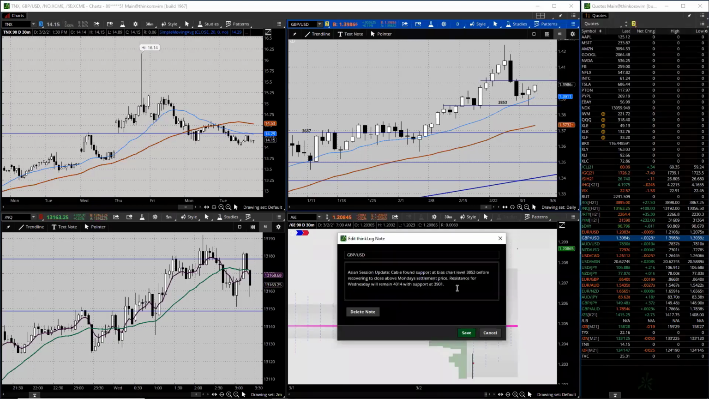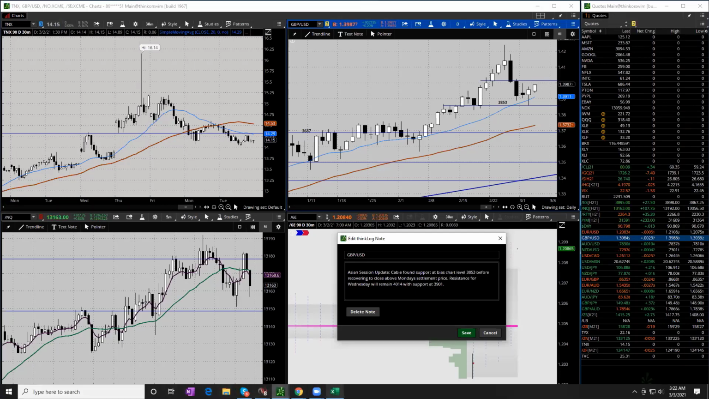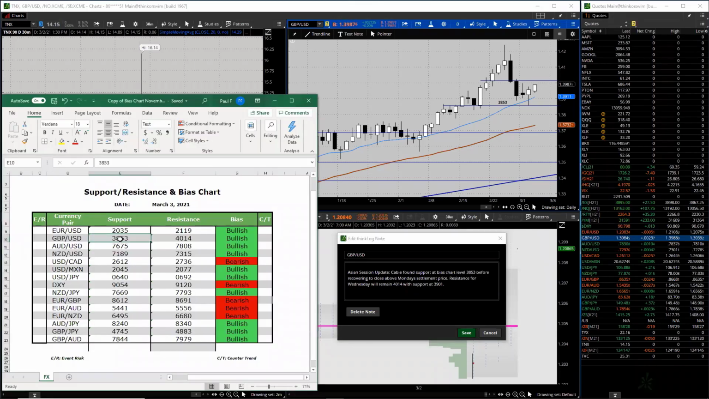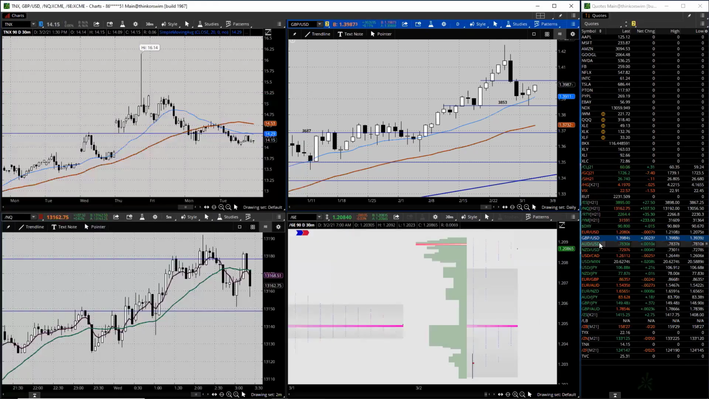Now, cable found support at the bias chart level of 38.53. Remember that went right to the pip, before recovering to close above Monday's settlement price. Resistance for Wednesday will remain 40.14 and support at 39.01. So you can see this one we hit right to the pip. So it's going to be 39.01. And on to the Aussie dollar.